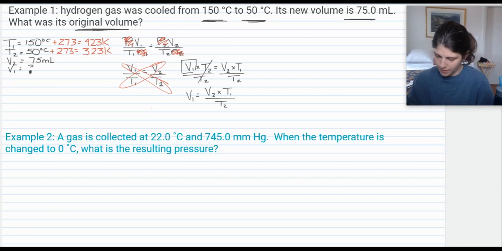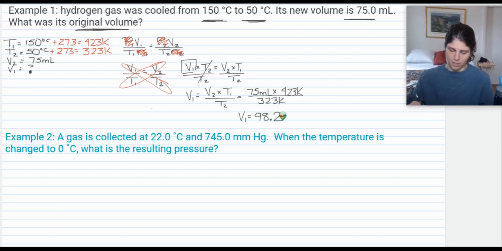V2 was 75 milliliters. I can see it right there in my problem, 75 milliliters, times T1 in Kelvin, which was 423, divided by T2, which is 323 Kelvin. Let me do some math. I get as my answer for V1, 75 times 423, quantity divided by 323, I got 98.2. 98.2 what? Well, let's look back at my units right up above.